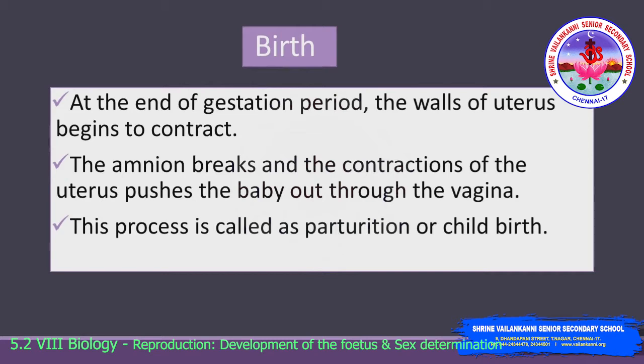And at the end of the gestation period, the walls of the uterus begin to contract. The amnion breaks and the contractions of the uterus push the baby out through the vagina. This process is called parturition or childbirth.